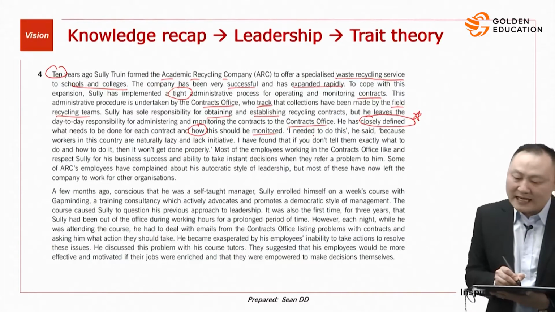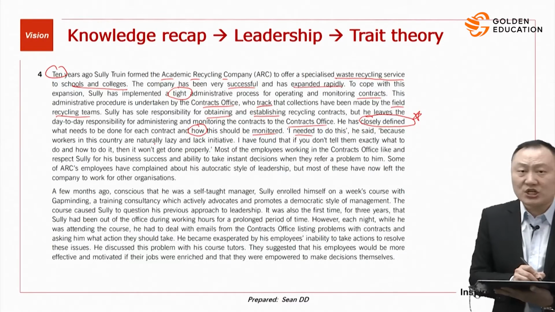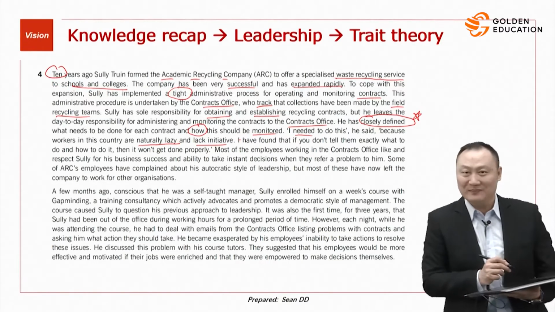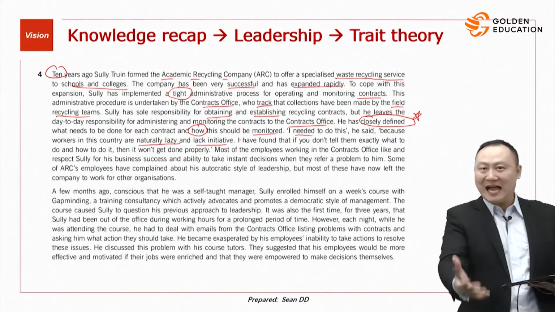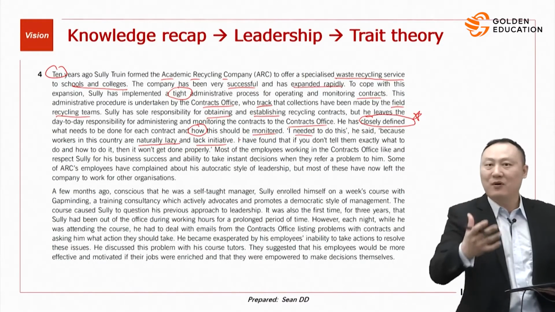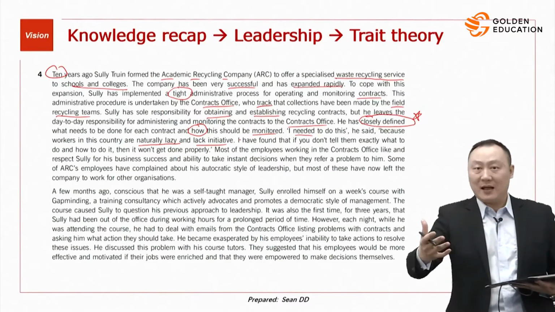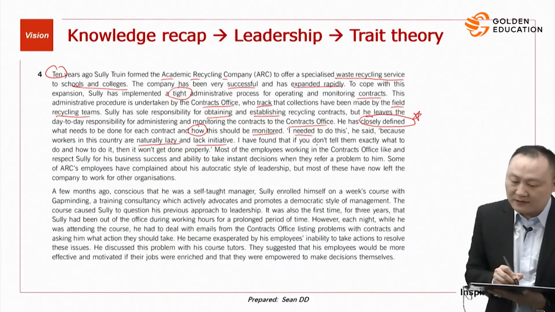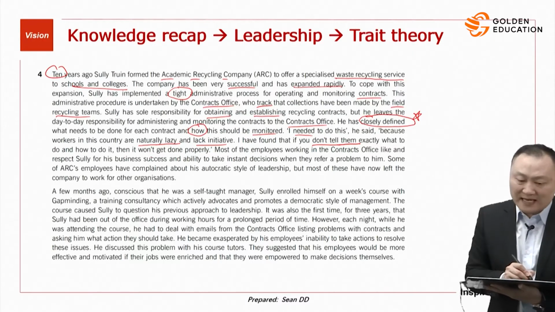And after that, he said, I needed to do this. He said, because the workers in the country are naturally lazy, and lack initiative. Ladies and gentlemen, in simple English, what kind of workers and employees are that? Is that X or Y? Definitely X. Therefore, he has to act like an X type of manager or employer in order to manage the X type of employees. Do you agree? Yes, right? And he said, I have found that if you don't tell them exactly what to do and how to do it, then it won't get done properly.